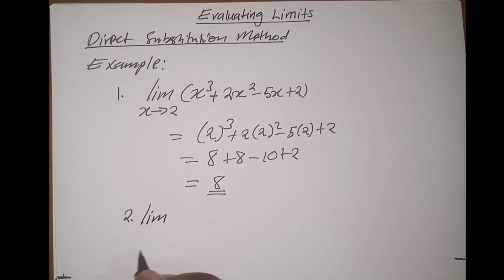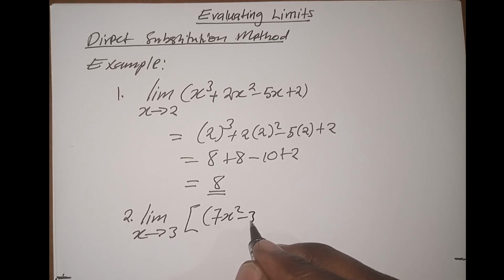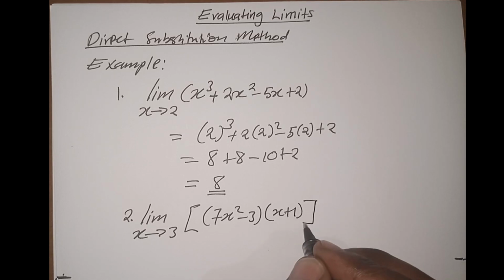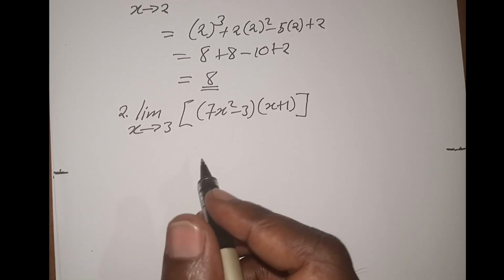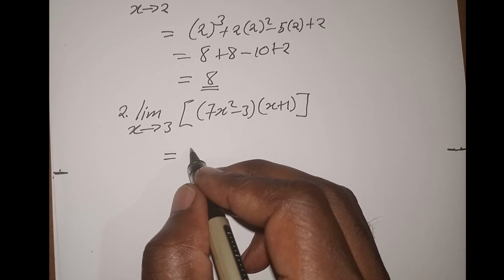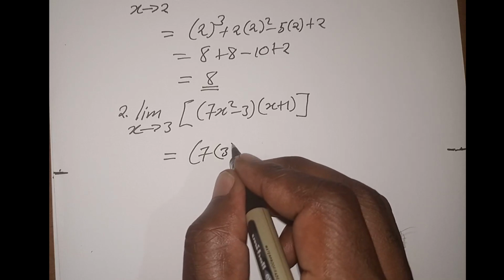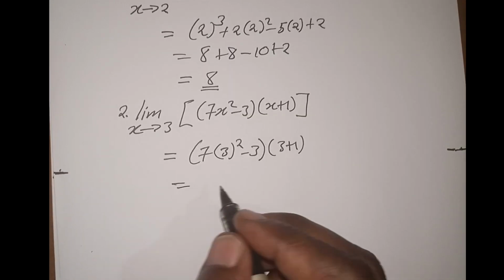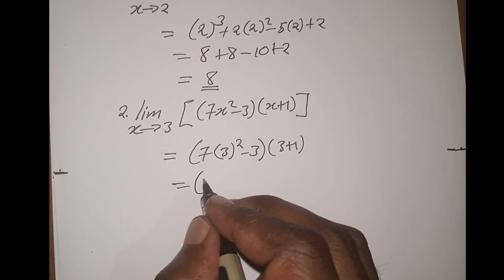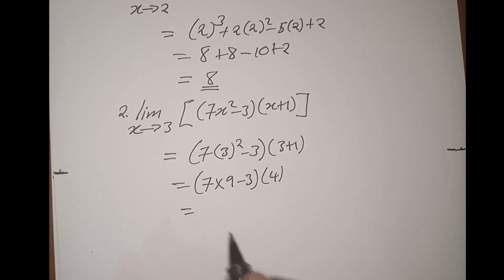For example, limit as x approaches a particular number, say 3, of 7x squared minus 3x plus 1. What is the limit of such a function? So like I said, this is direct substitution. Substitute, you should have 7, we have 3 there, squared minus 3, 3 plus 1, okay. Then it's going to be 7 times 9 minus 3, and this will be a 4.